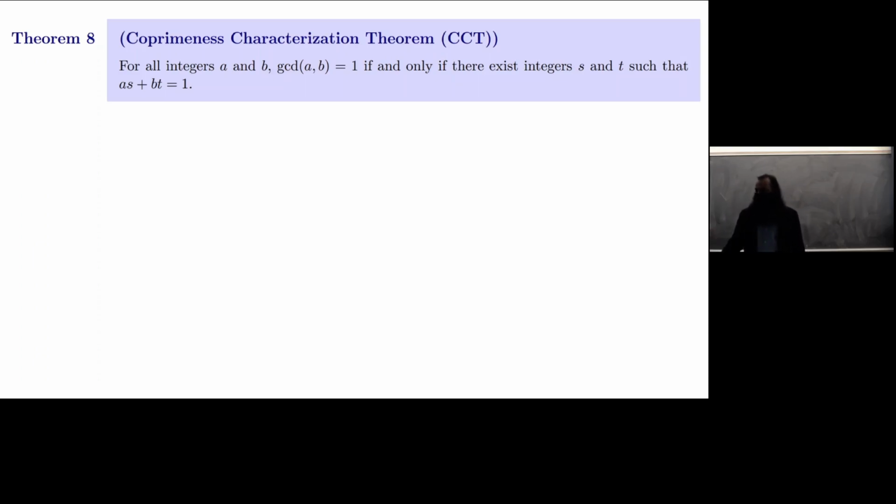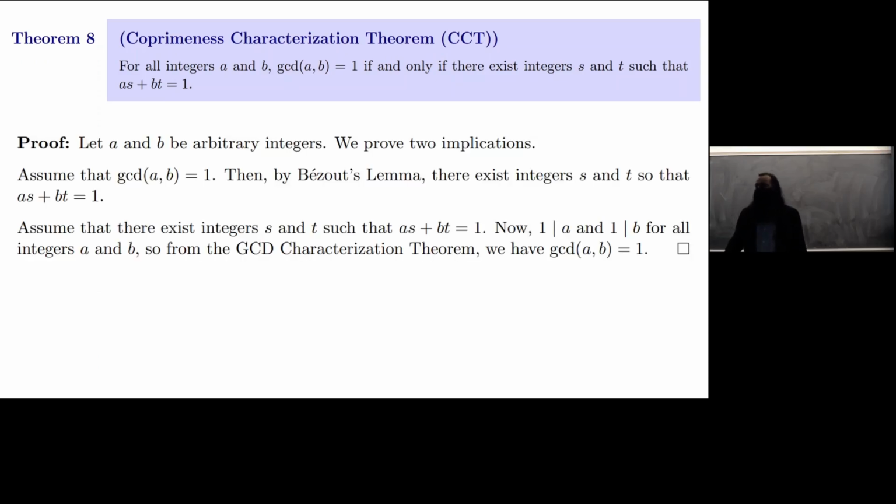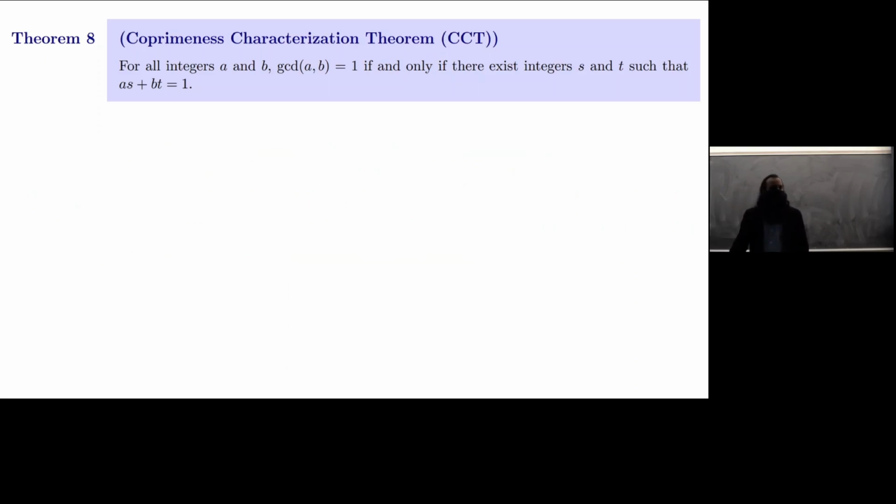Bezout's identity. So if GCD of A and B is 1, then you have that AS plus BT equals 1, by Bezout's identity. Then the other direction, it's an if and only if proof. Yeah, you went and gave it away there. Oh, yeah. But I'm just, yeah. So what's the other direction? How do you prove the other direction?